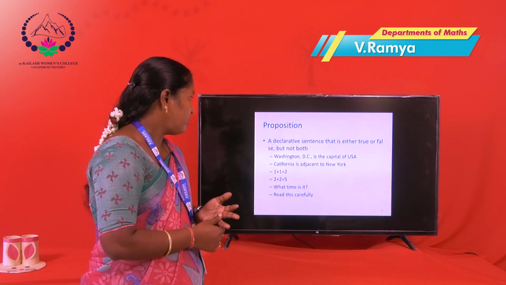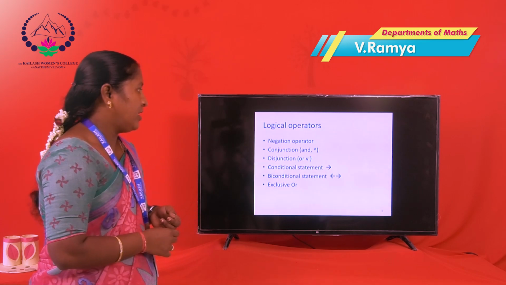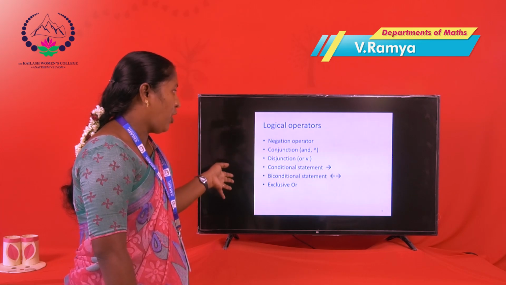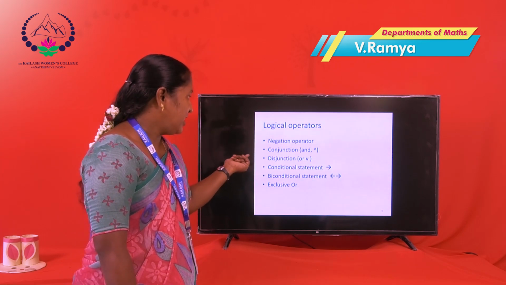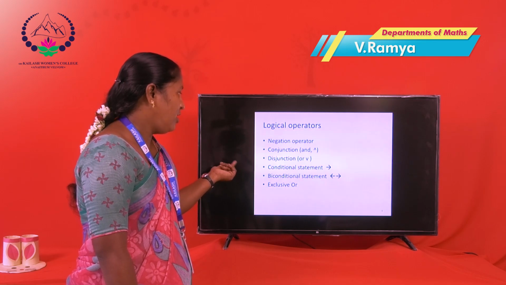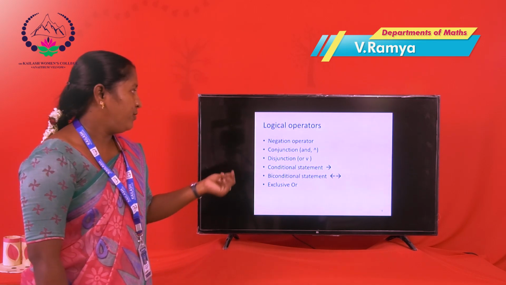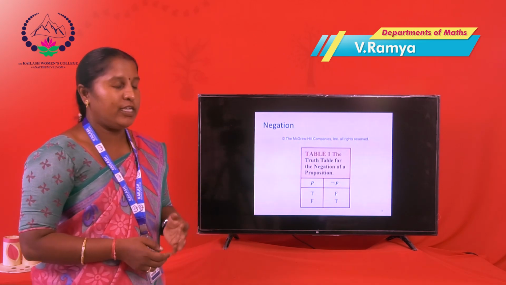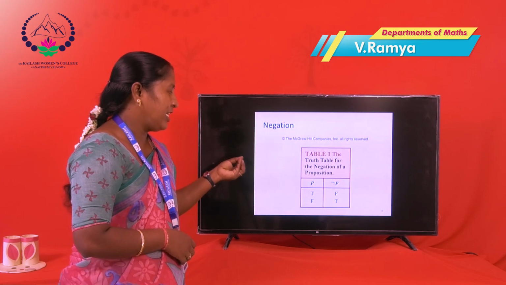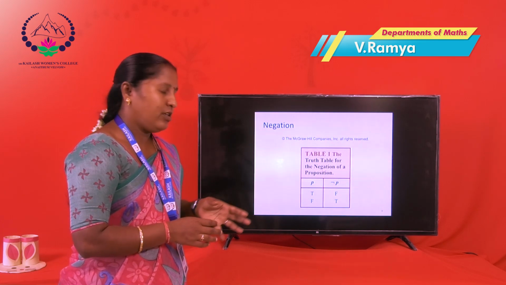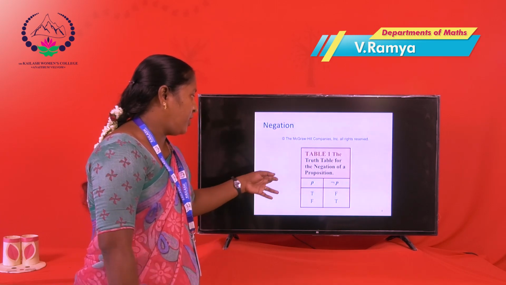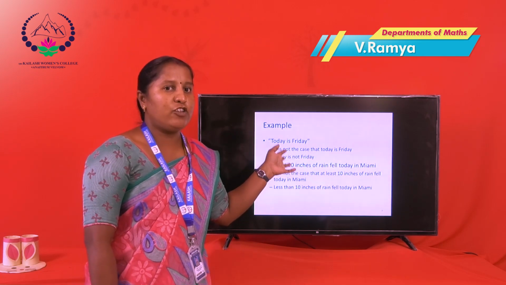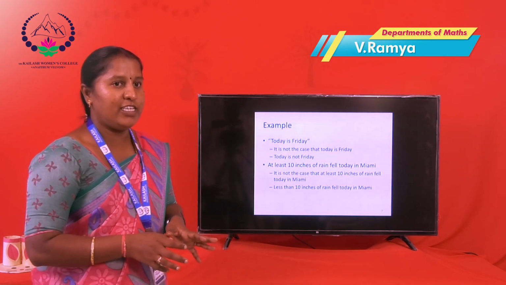The next one, logical operators. We use the following 6 types of operators: negation operator, conjunction operator, disjunction, conditional, biconditional, and exclusive or. The first one is the negation operator. Negation means we take a statement and introduce not in the sentence. For example, P is the statement, today is Friday. Today is not Friday is the negation of the statement.